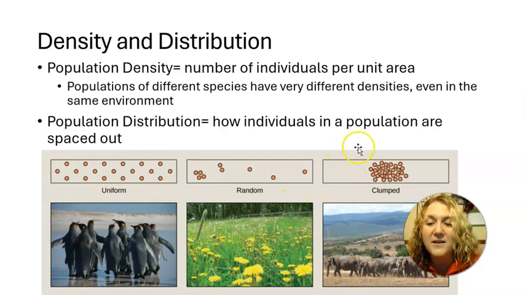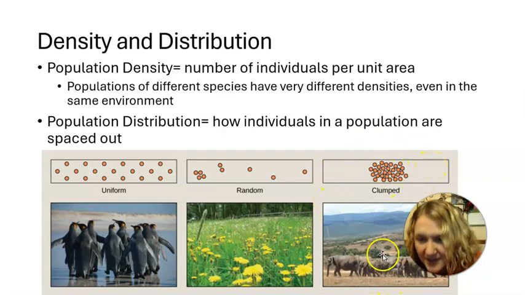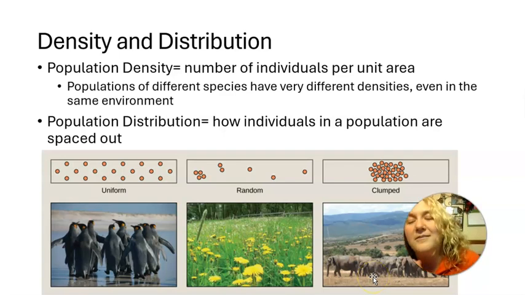We also see then a clump distribution over here, and if you're looking at the picture, those are elephants, okay? And so what we know about elephants is that they live in dry places. So they're going to clump around the resources they need, like water, to survive. So that's why we see a clump distribution specifically with elephants, but that's also why we sometimes see clump distributions of other types of animals. So that's something to keep in mind.